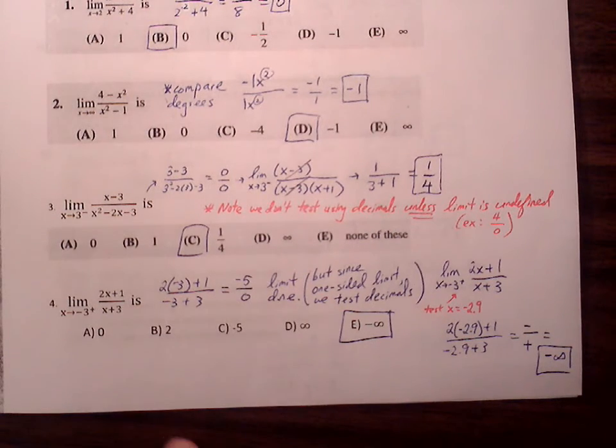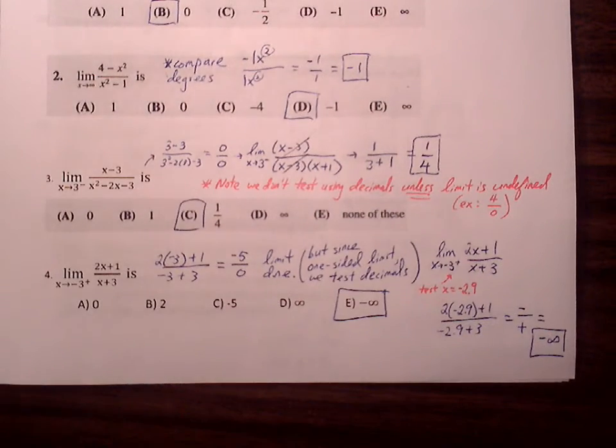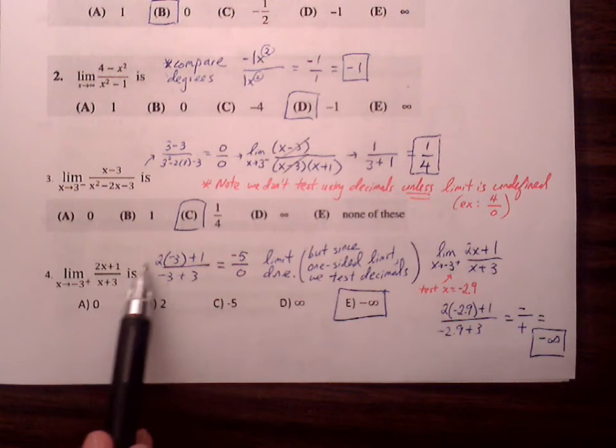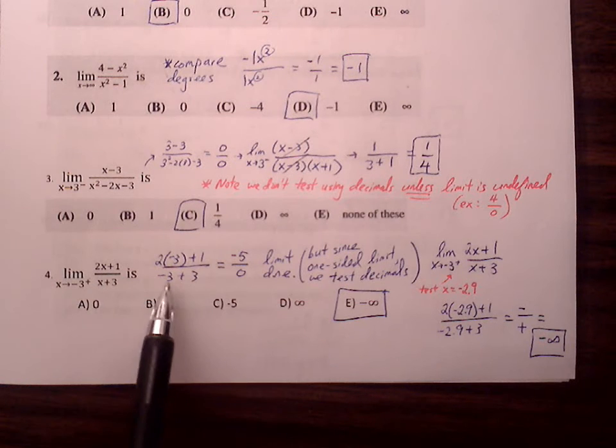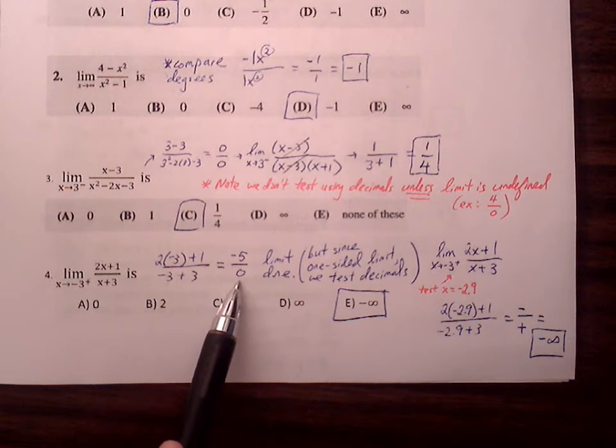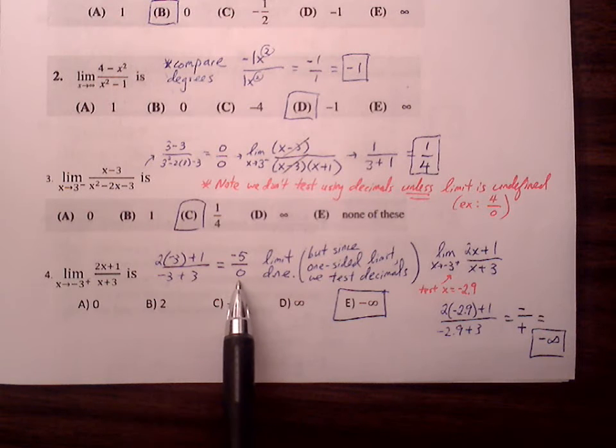Okay, number 4 is where we're going to run into that issue. So let's see what happens here. Again, it's a real number. We see a one-sided limit. Ignore the one-sided limit. Just plug that negative 3 in. When we plug that negative 3 in, we get negative 6 plus 1, which is negative 5. If we plug negative 3 into the denominator, we get 0. Now, negative 5 over 0 is undefined. The limit does not exist.